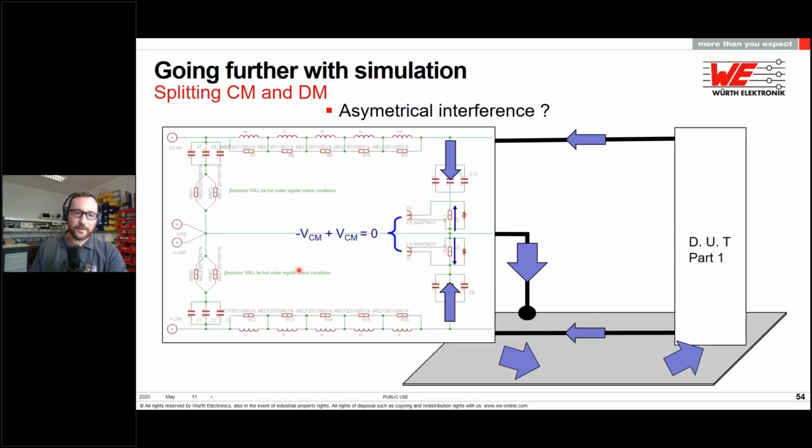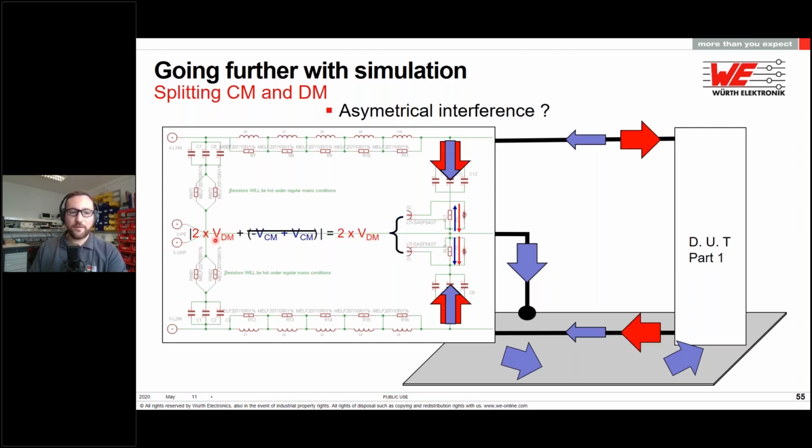And on the other end, if we look at the voltage between the 2 tips, we have this time minus the common mode contribution plus the common mode contribution, because the common mode contribution is going in an asymmetrical way. So it makes that we have 2 times the differential mode voltage and 0 times the common mode voltage.